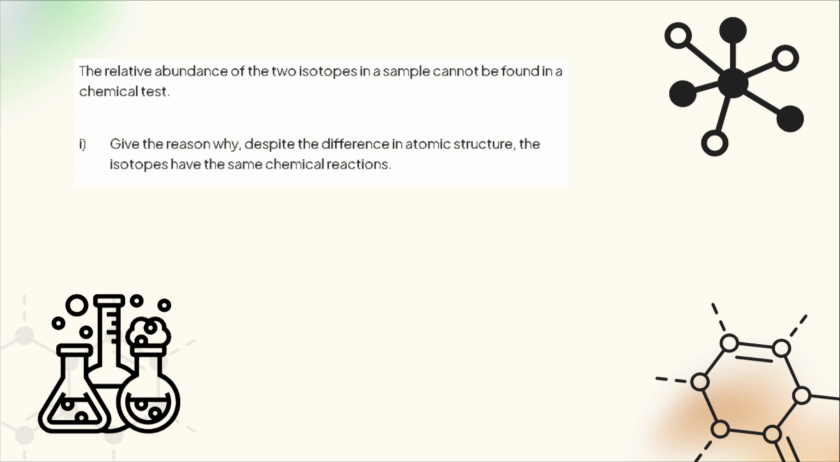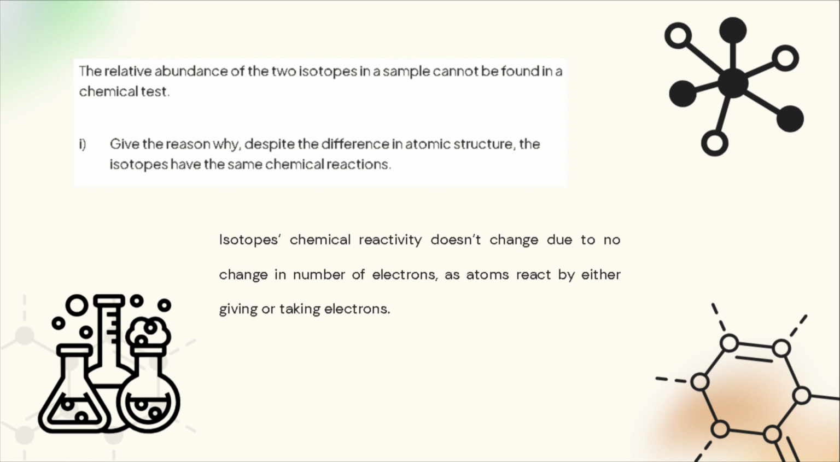The relative abundance of the two isotopes in a sample cannot be found in a chemical test. Give the reason why, despite the difference in atomic structure, the isotopes have the same chemical reactions. If you remember, atoms react by either giving or taking electrons, and since in isotopes the number of electrons is the same, the chemical reactivity remains the same. That's why you can't see if there are two different isotopes in a chemical reaction. Isotopes' chemical reactivity doesn't change due to no change in number of electrons, as atoms react by either giving or taking electrons.